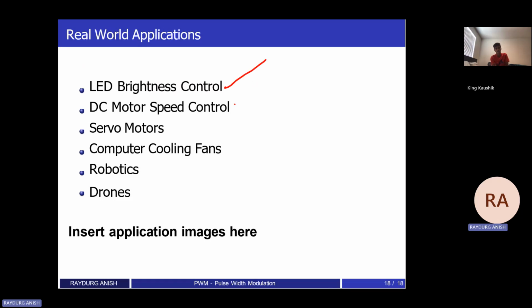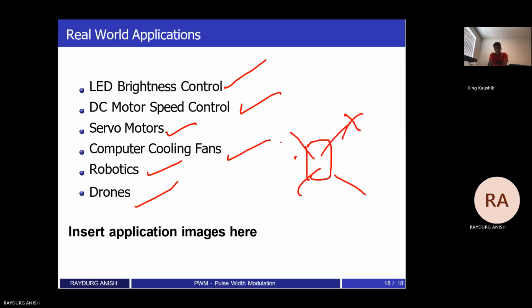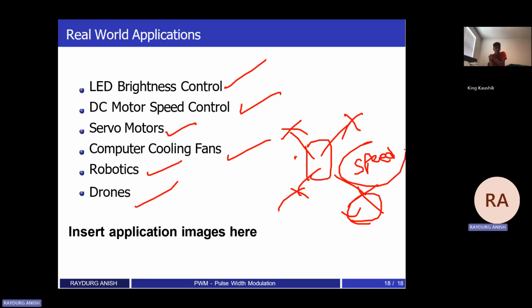Apart from LEDs, we can even control the DC motor speed, servo motors, computer cooling fans, heaters, and robotics and drones as well. In drones, you have these propellers, right? The amount of rotation, the speed of the propeller, is controlled like a fan.